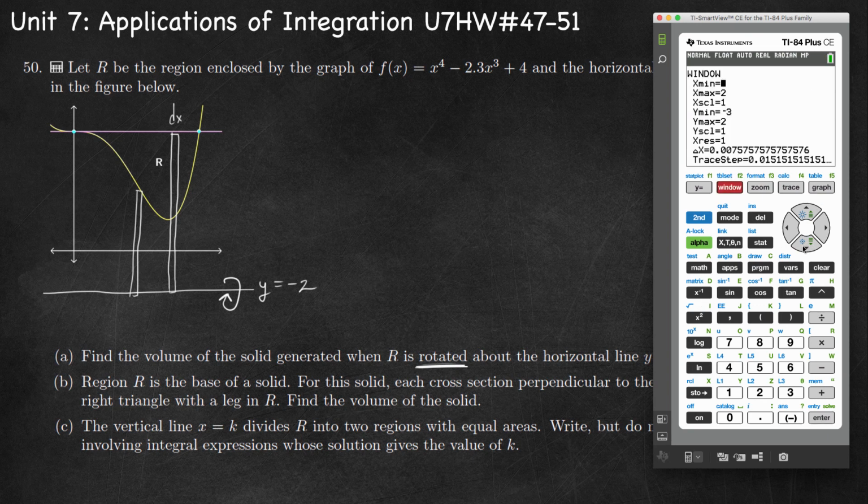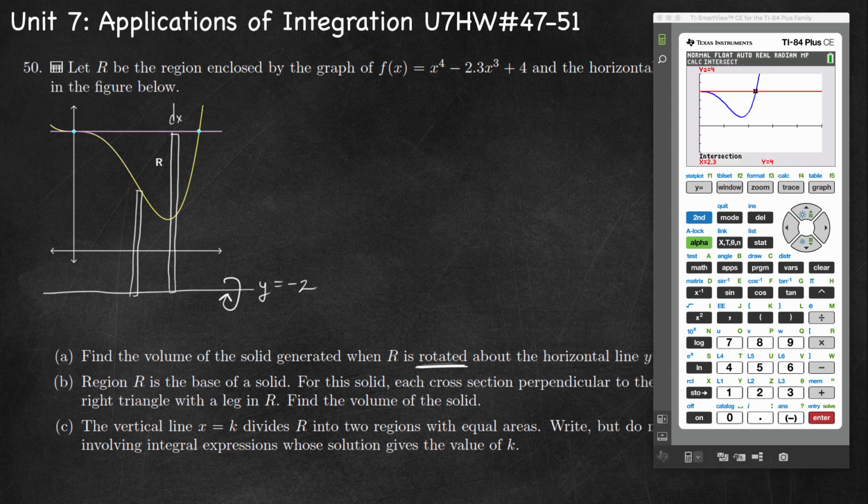Okay, let me fix my window. I think maybe just the y's needed to be adjusted there. Let's try that. Nope. X max needs to be larger. We'll go with 5. Okay, so I need to get that point of intersection on the right. There we are. 2.3 comma 4. All right, so now our setup here.